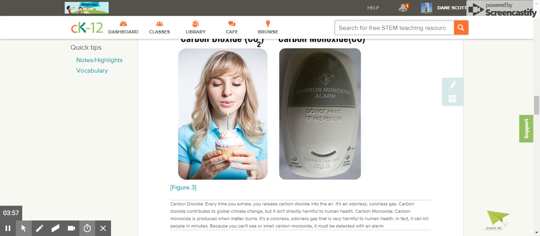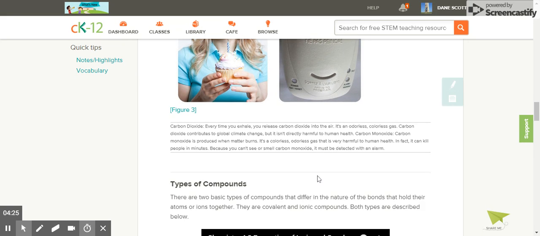Carbon dioxide: every time you exhale, you release carbon dioxide into the air. It is an odorless, colorless gas. Carbon dioxide contributes to global climate change, but it isn't directly harmful to humans. Carbon monoxide, on the other hand, is produced when matter burns. It is a colorless, odorless gas that is very harmful to human health. In fact, it can kill people in minutes. Because you can't see or smell carbon monoxide, it must be detected with an alarm, which is pictured here.